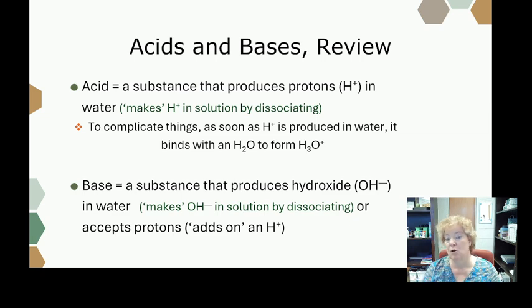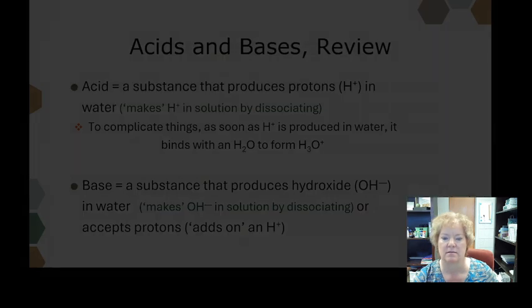And then bases are ones that, when I put them in water, produce hydroxide ion. So it's going to be mostly a salt that has a hydroxide anion. Another definition we'll talk about in acid-base is that a base accepts a proton, would be an alternative one. But we'll focus on making hydroxide for strong bases in this class.